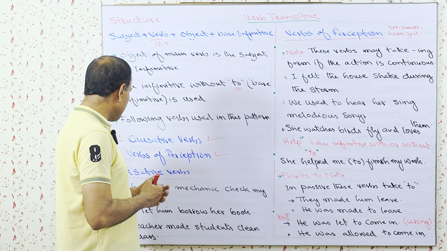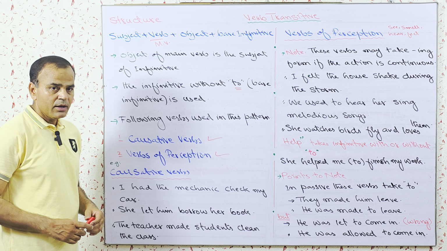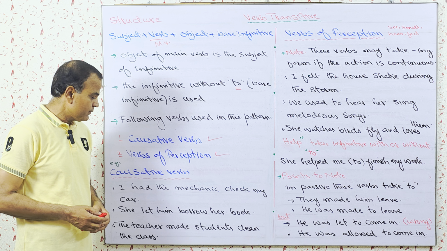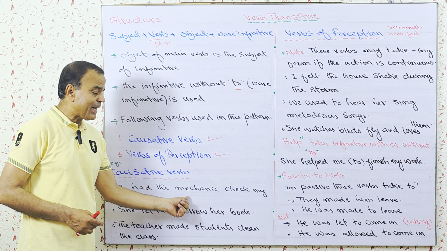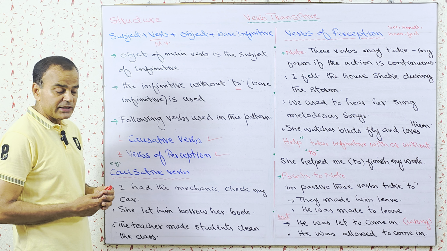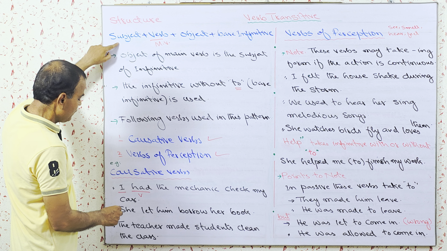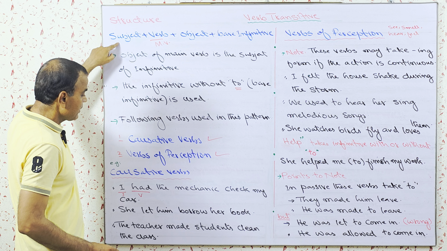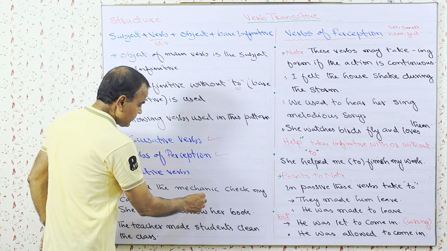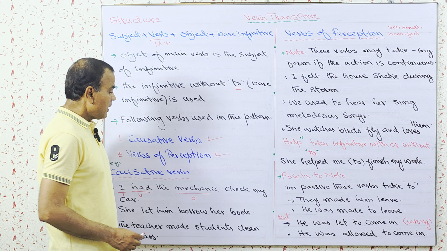My first sentence is, I had the mechanic check my car. I didn't do the work myself, but I made the mechanic do that work. This is the sense of the sentence. But what is the construction? This is the verb, as I have mentioned here, and this is the subject we have used here, and then the object. Mechanic is the object, and check is the bare infinitive.